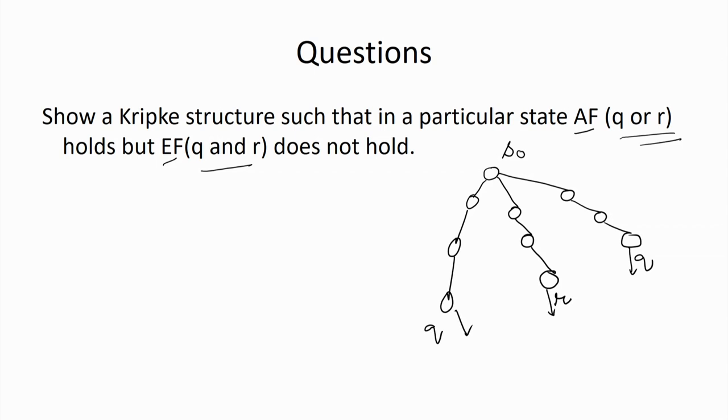So, in this particular model, in future we are not going to get any state where Q and R is true. Here Q is true, but R is not true. So, Q and R is false. Here also Q and R is false. Here also Q and R is false. So, we are not going to get any path where Q and R is true in future. Okay. So, this is the way you can see the truth values.